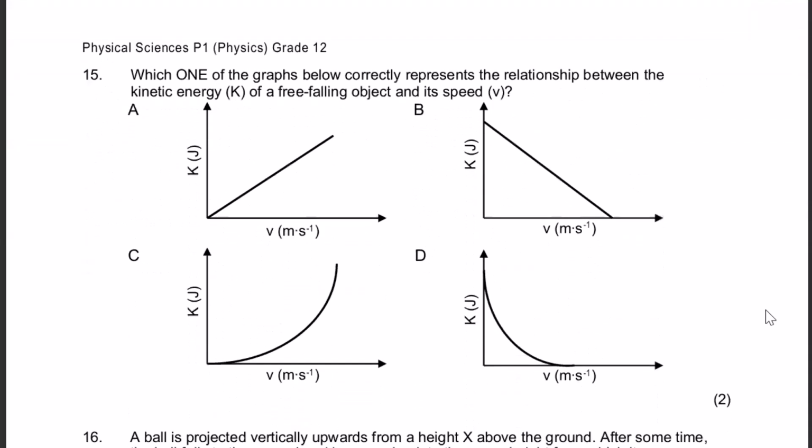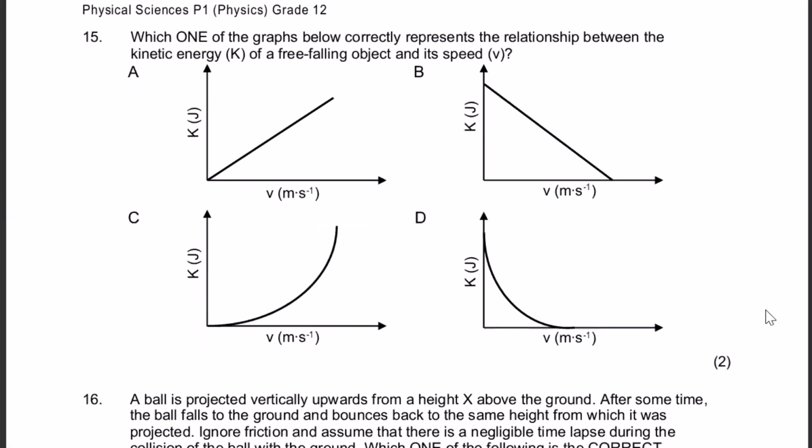Question 15 reads: which one of the graphs below correctly represents the relationship between kinetic energy, which is your EK, of a free falling object and its speed v? I'm going to start with the formula. Remember, our EK is equal to half mv squared. So kinetic energy is proportional to the square of velocity or speed. So the curved graph opening upwards starting from zero, that's what we're looking for, a curved graph starting from a point of zero.